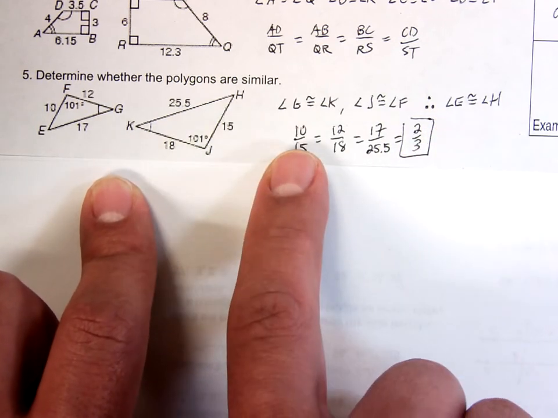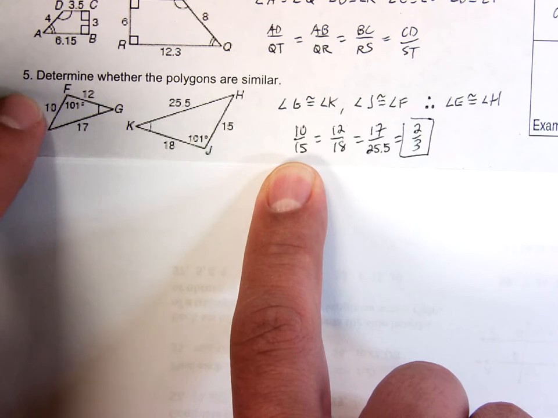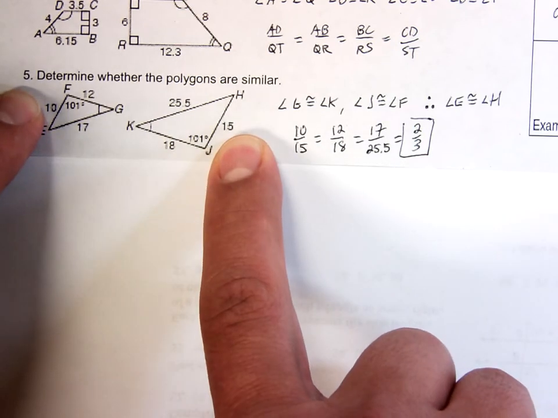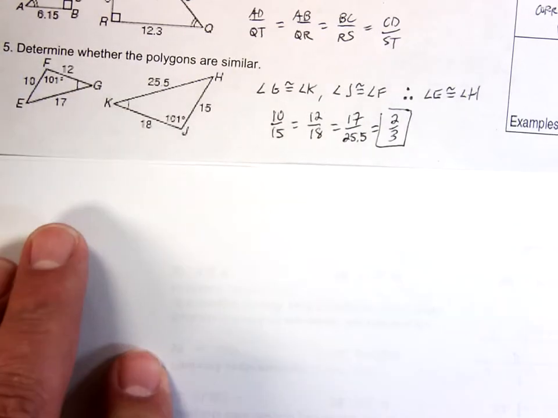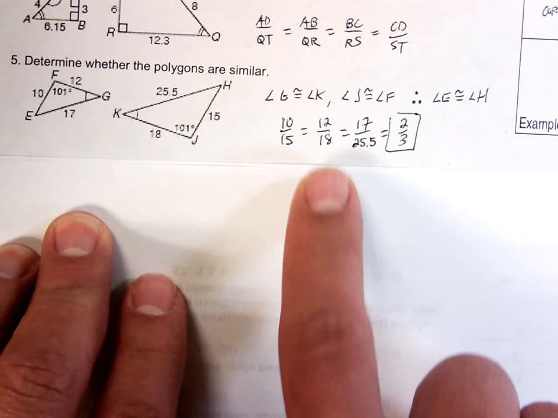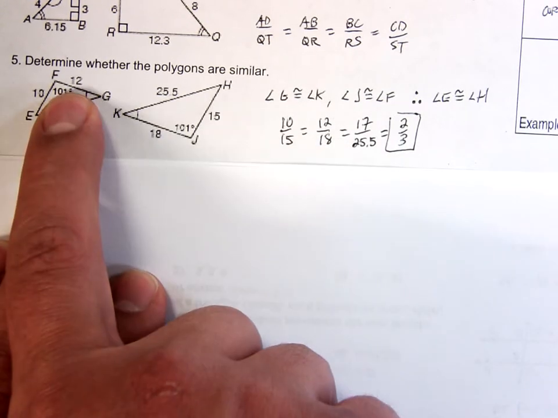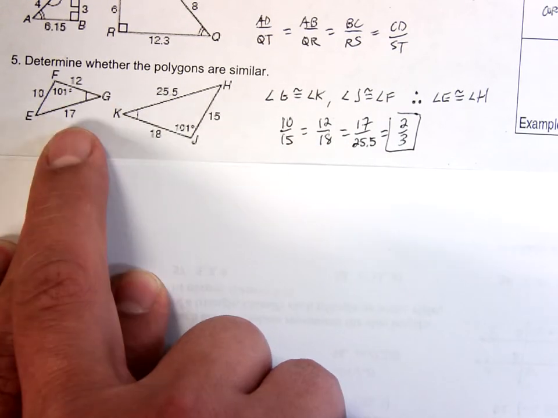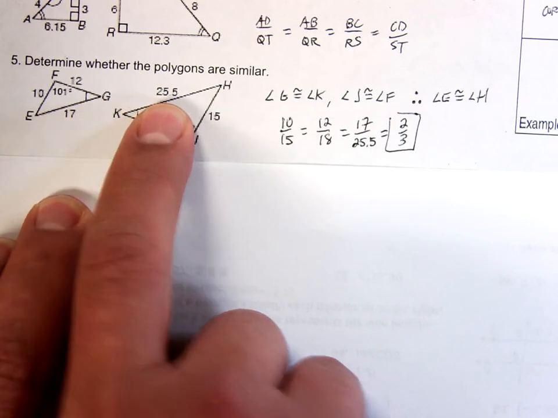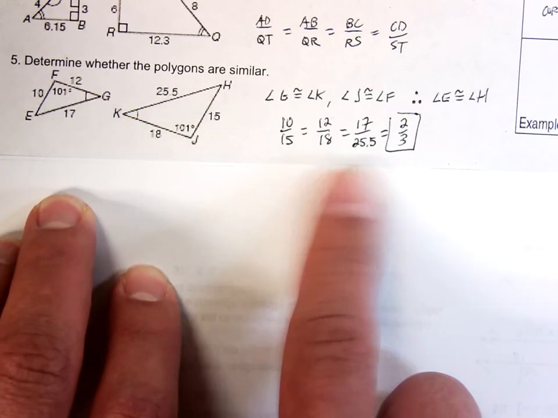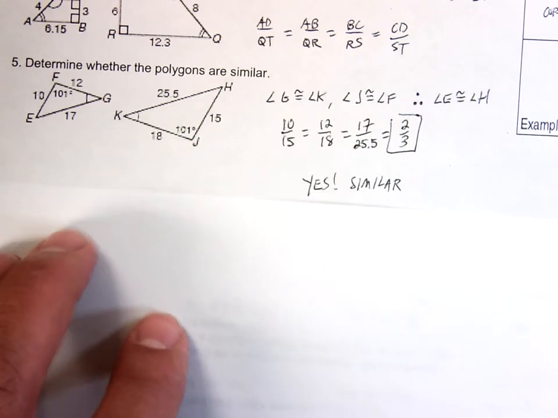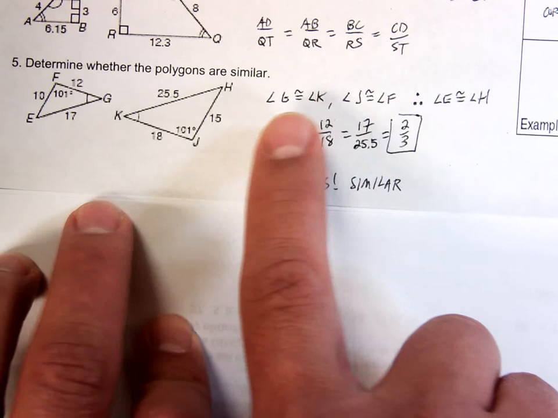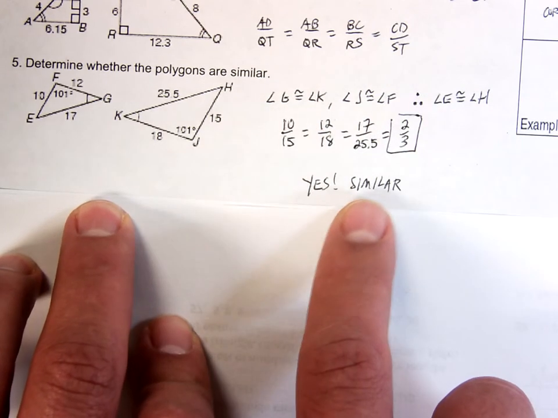So I have 10 over 15. I take this side and I put it over this side. And again, you have to match up your pieces. It is important which side you put over which side. I have 12 over 18, 12 over 18, and I have 17 over 25.5. And if I simplify those all in my calculator, they are all equal to 2 over 3. So my answer, yes, they are similar triangles because all the angles are congruent and the sides are proportional.